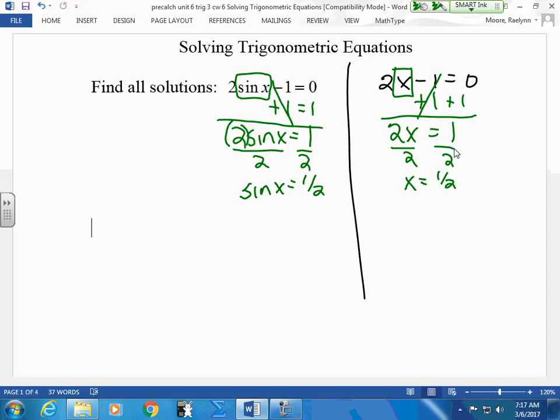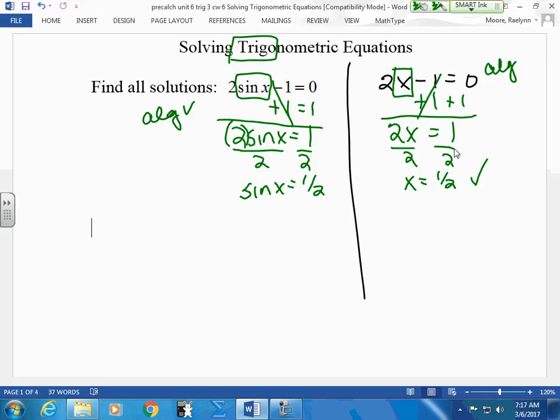Okay, so my algebraic equation is done. I solved it. My trig equation is only halfway done. I solved the algebraic part of it, but I didn't solve the trig part of it. Because now it's asking for an angle whose sine is 1/2. And no restrictions. Any angle whose sine is 1/2.